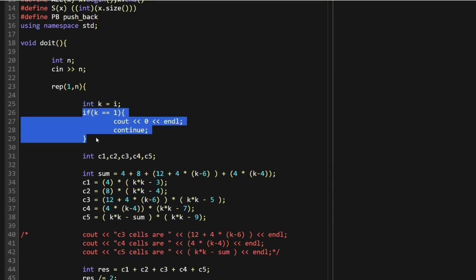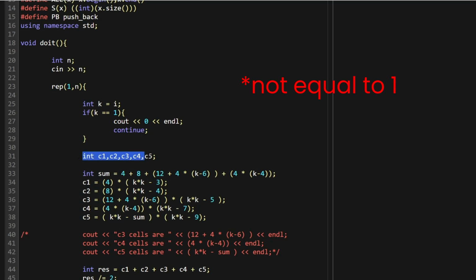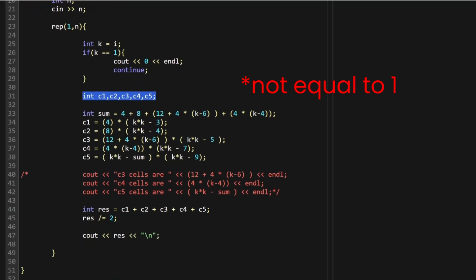Then I look at the corner case, which is for k being equal to 1. So for the 1x1 chessboard, the answer is 0. And then I'm just continuing from this point. For other cases, we're just going to move to this solution that I have here, which is what we're interested in, essentially.